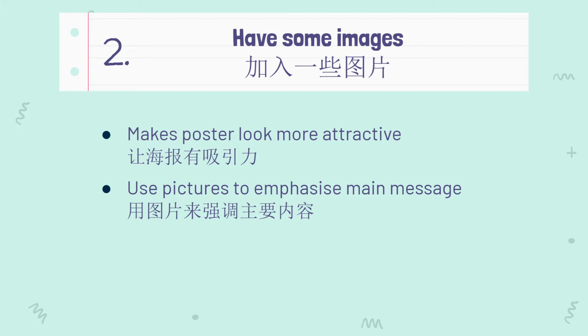So yeah, next one is to have some images. So images help add some color and also make the poster look more attractive. And it also helps to emphasize the main message. So sometimes words can only explain this much. So when you add a picture to the explanation, it helps the audience understanding lah.